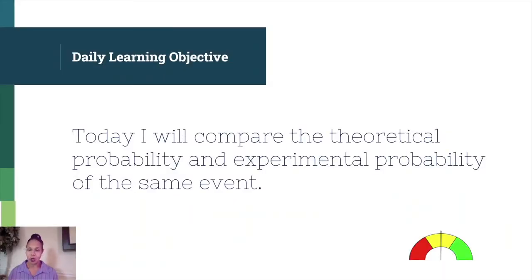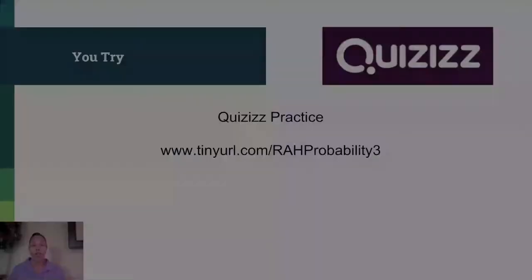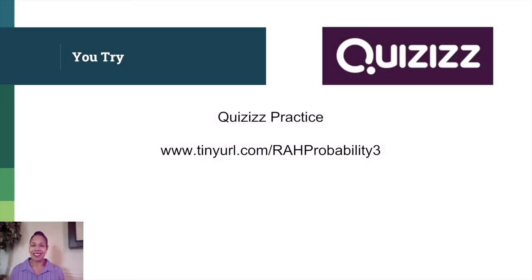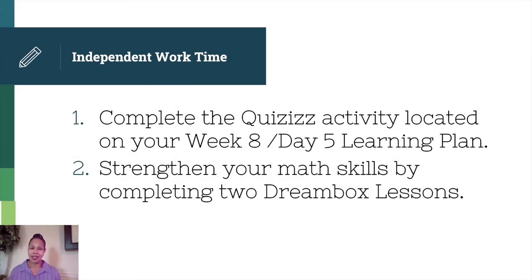Today, we will continue comparing the theoretical probability and experimental probability of the same event and review some of the items that we've been going over the past 2 weeks. We have a quizzes assignment again this week that will allow you to practice the key concepts learned over the past 2 weeks. The link to the activity is on this page, and it can also be found on your learning plan for week 8, day number 5. This quizzes is included as part of your independent work time, and once you complete it, we want you to strengthen your math skills by completing 2 Dreambox lessons as well.